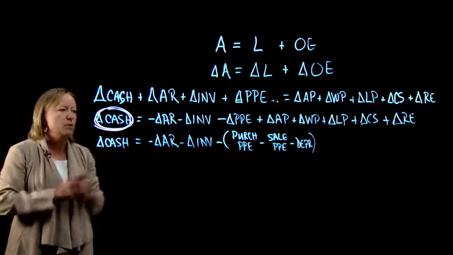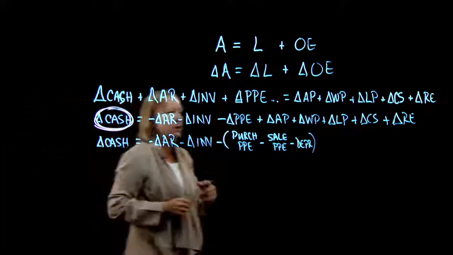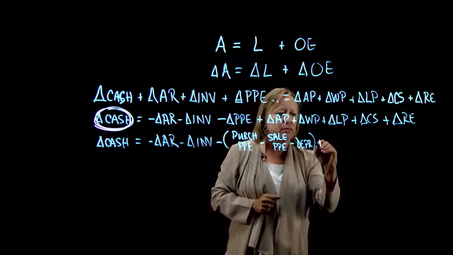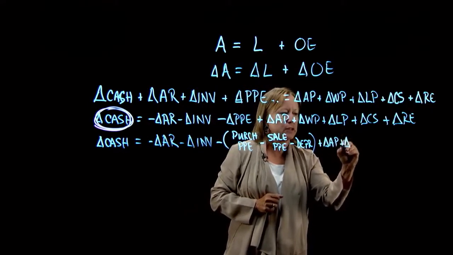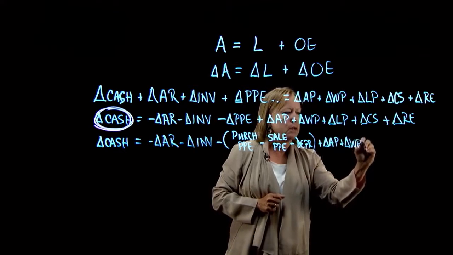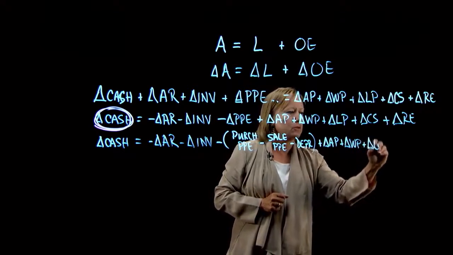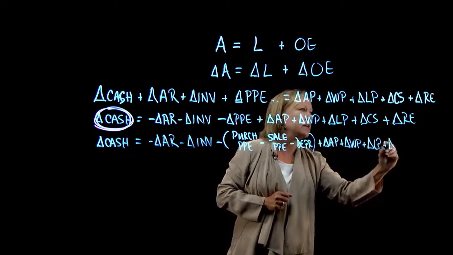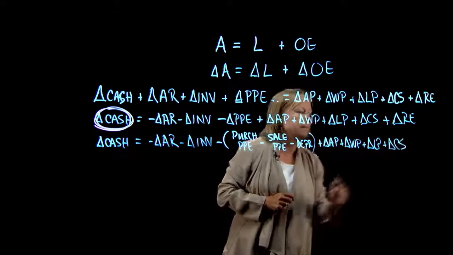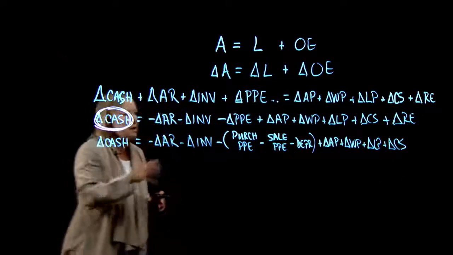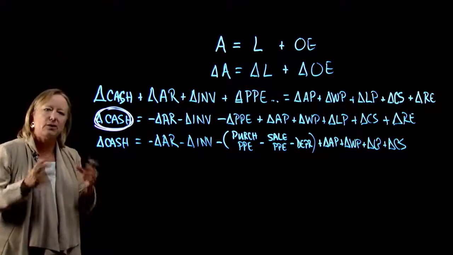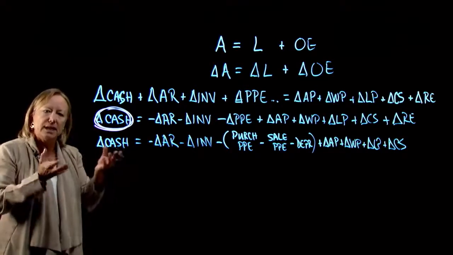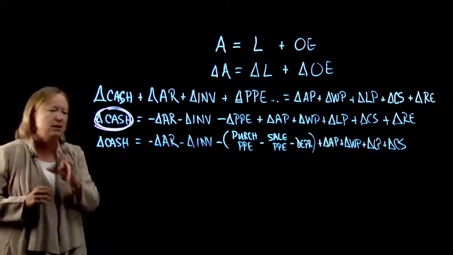Let's just run this out by just pulling everything else down below. Change in accounts payable, change in wages payable, change in loans payable, change in capital stock. Now, we can add a little detail about the change in retained earnings as well. We know that retained earnings goes up with net income and goes down with dividends. So let's add that detail.